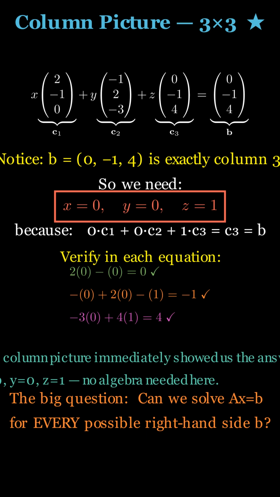Wait, b is exactly the same as column 3. So the answer is immediate. Take x equals 0, y equals 0, z equals 1. 1 times column 3 equals b.